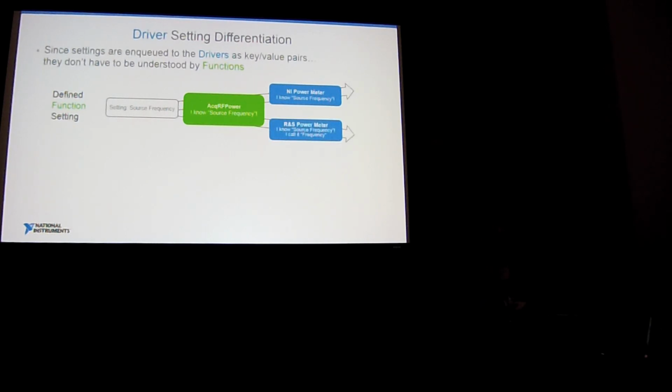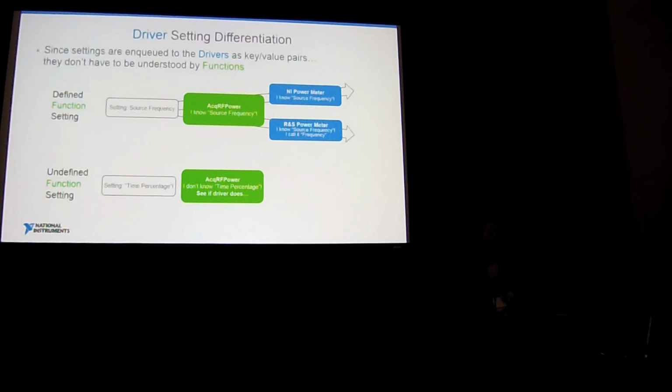So let's say you get a Rohde & Schwarz power meter tomorrow, and it also has the notion of a source frequency, but it calls it something different, right? It says, I know source frequency, I call it frequency. And this goes to the mapping. It says, when you say source frequency for acquire RF power, what that means to me, the Rohde & Schwarz power meter, is frequency. And that just automatically happens. So this lets us start differentiating.